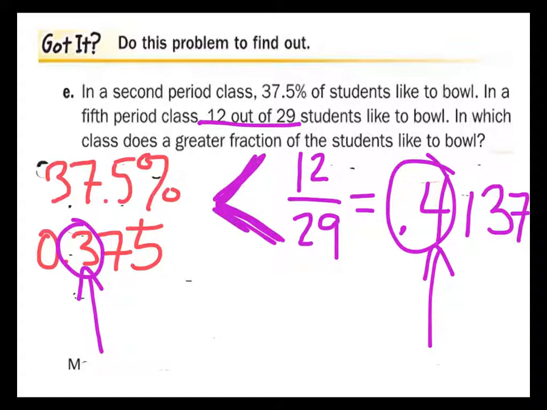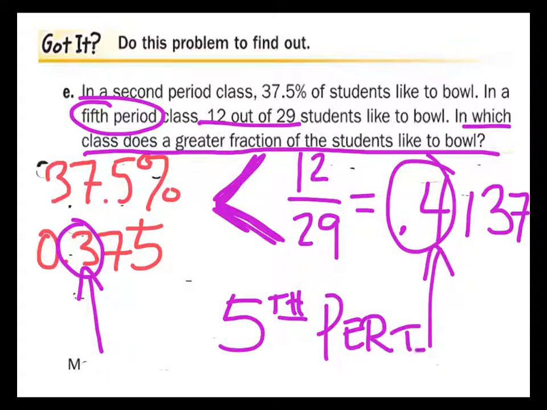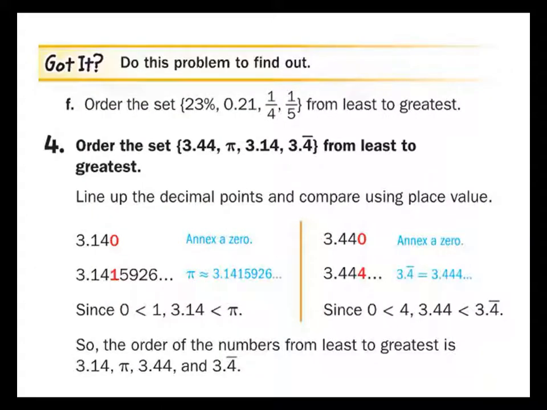Now listen, that's not the final answer to this. The question was, in which class does a greater fraction of students like to bowl? It's fifth period. Look, F is just another ordering problem like we did before, with less clutter.